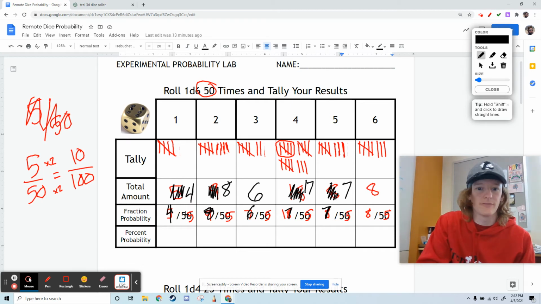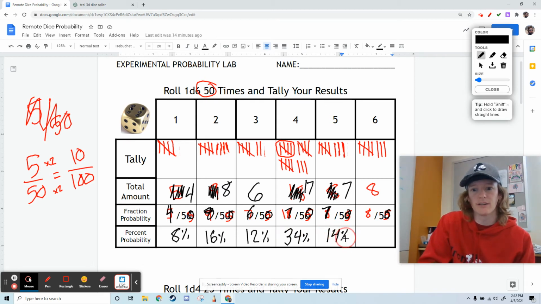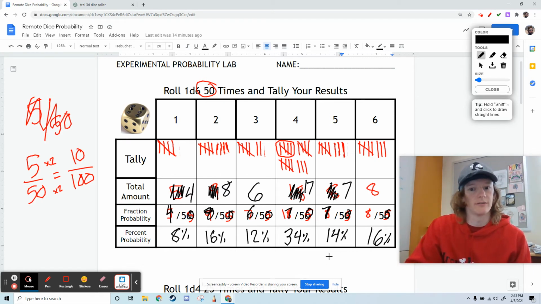So we had 4 out of 50. I should have done this earlier. Back to 50. Got rid of 5 random ones, 5 in a row. 4 out of 50 should be 8% because we just doubled that 4. If we have 8 out of 50, that's going to be 16%. 6 out of 50 is 12%. 17 times 2 is 34%. This will be 14%. And this will be 16%. And if we did all our math right, if we added all these up, it should be 100%, because that's 100% of our rolls.